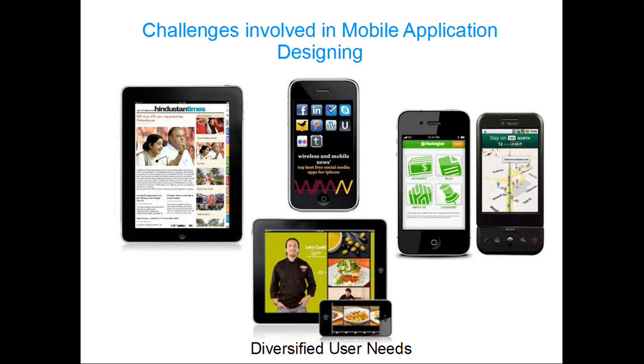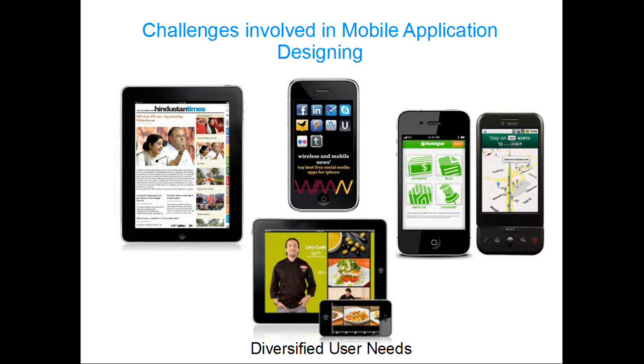Okay. So I was talking about diversified user needs. There are multiple users, and they have different needs when using a mobile app. Someone might want to use it for browsing news or emails, or for recipes. Someone might be looking for banking, or social networking. Some users might be looking for geolocation or ATM locators. So the user needs are also different when it comes to mobile devices.